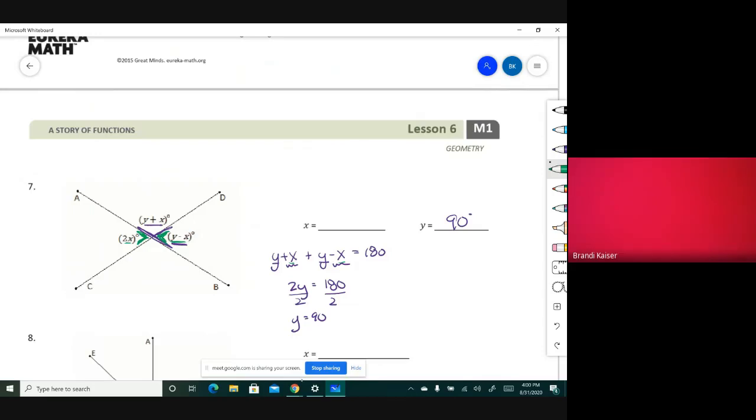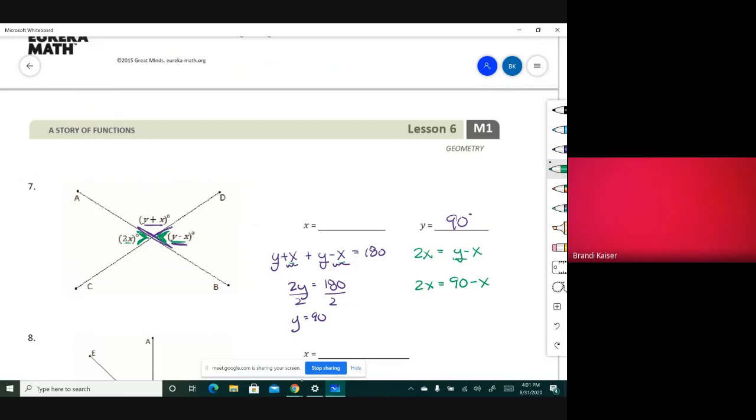So I know that the 2x and the y minus x are vertical. I need to set them equal to each other. So that's going to give me 2x equals y minus x. Well, here's the nice thing. I've already found y. Y is going to be 90. So I'm going to replace it here with a 90. 2x equals 90 minus x. And now I just have x in my equation and I can solve.